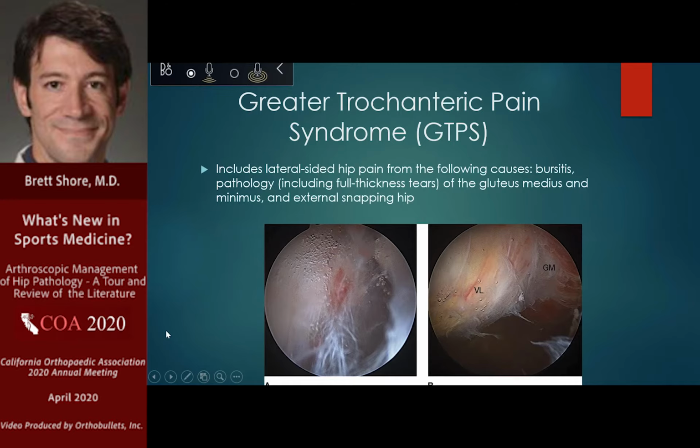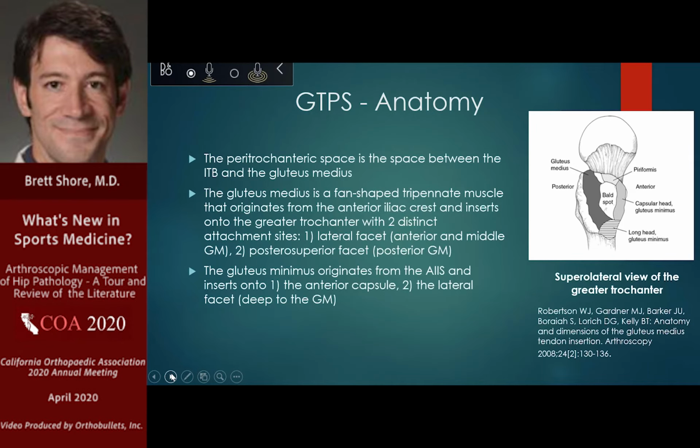So we're going to move on to some of the other problems that you can treat arthroscopically in the hip outside of FAI. The next most prominent problem is greater trochanteric pain syndrome, frequently referred to as hip bursitis. This includes lateral-sided hip pain from bursitis, partial and full thickness tears of the gluteus medius and minimus, and external snapping hip. So first, a brief review of the anatomy.